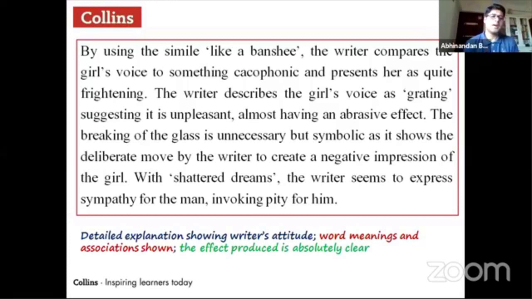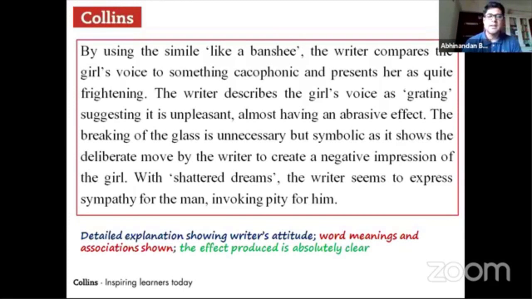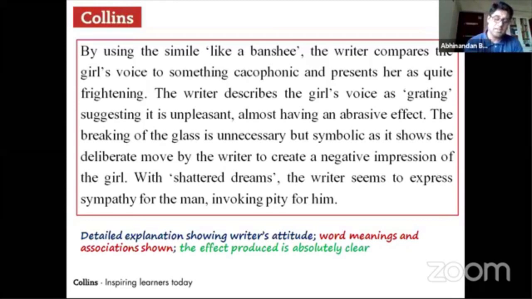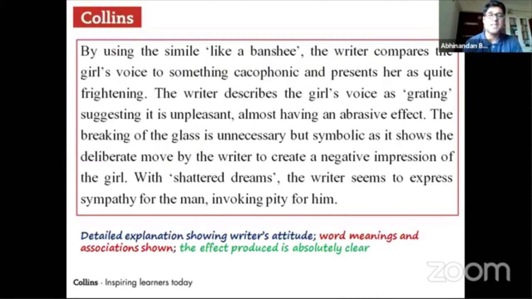This is what I have attempted over here, and these are some examiner comments on this particular response below. So by using the simile, like a banshee, the writer compares the girl's voice to something cacophonic. So cacophonic is something which is unpleasant. It's the opposite of euphony, right? Which is very unpleasant to hear, because this text definitely deals with a lot of visual and auditory imagery, predominantly auditory imagery. So we discussed those issues at the onset, and it presents her as quite frightening.